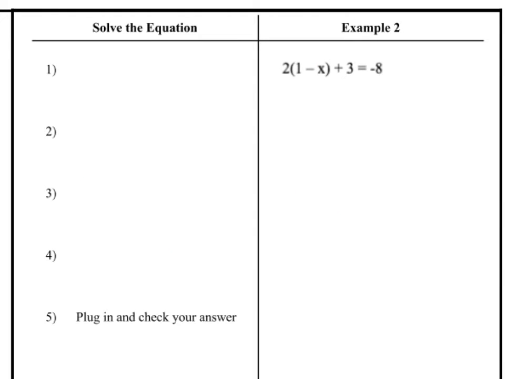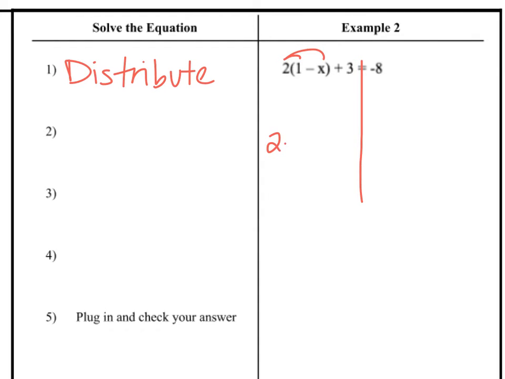Again, first thing, check for distribution. I have some distribution, so you need to do that first. We're going to distribute first, which will get me 2 minus 2x plus 3 equals negative 8. Notice I drew the balancing line down the middle, so I keep my sides separate, because what I do to one side, I need to do to the other.